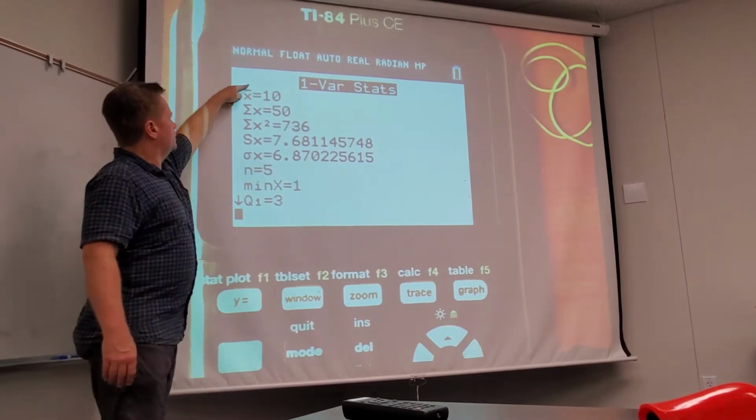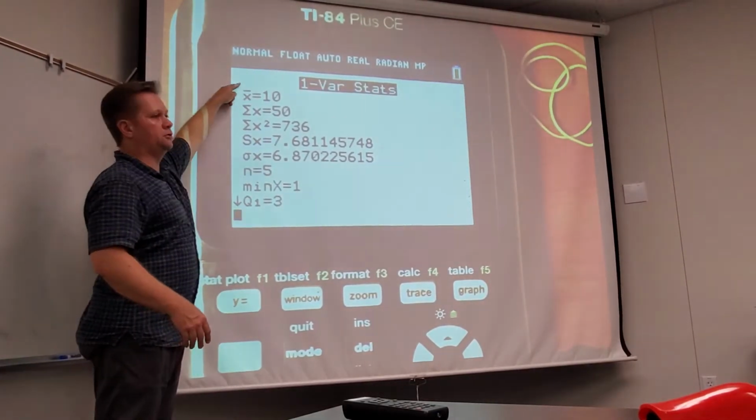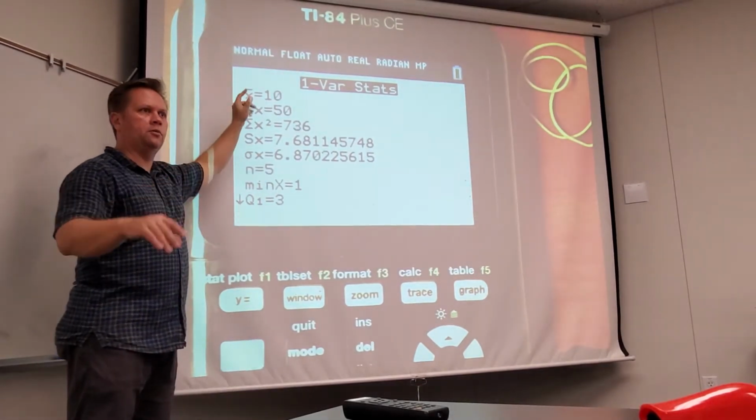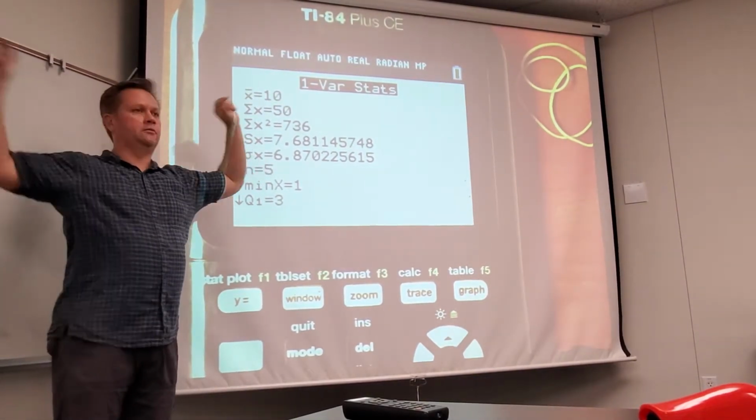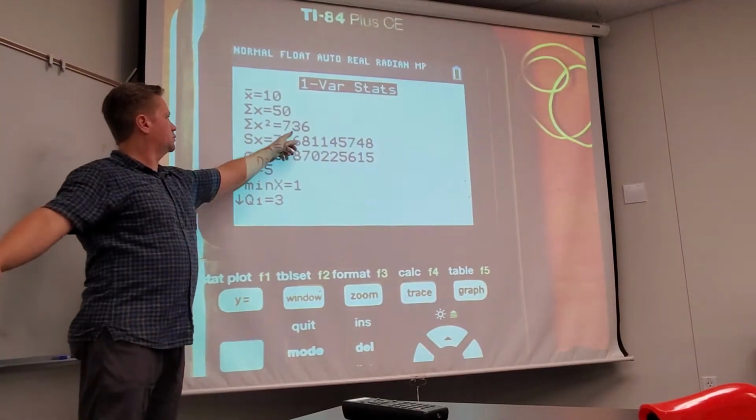So it's going to use this symbol no matter what, because it's a dumb calculator. If I had a population, it would still use this symbol. We're the humans. But in this case, it was a sample. So there's my x bar, right? There's the sum of x. There's the sum of x squared.